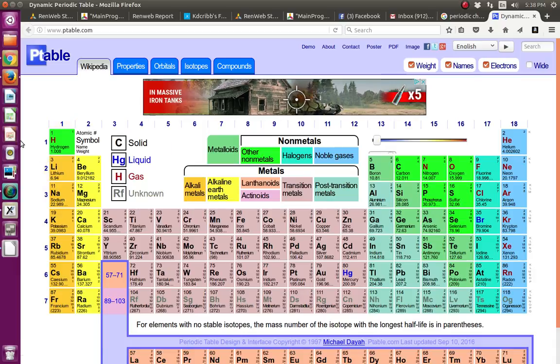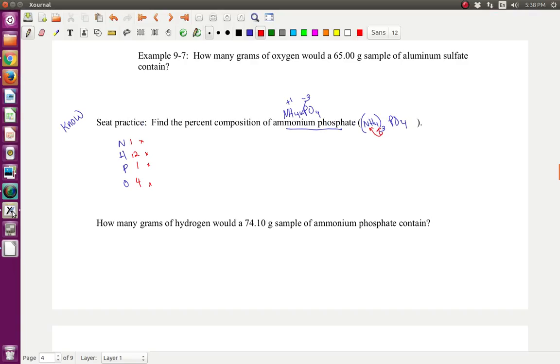NH4PO4. All right, so back to this. Let's write all those numbers in and do the multiplication. Nitrogen is 14.01, hydrogen is 1.01, phosphorus 30.97, and oxygen is 16. We multiply them.